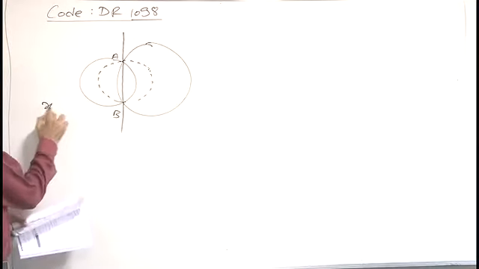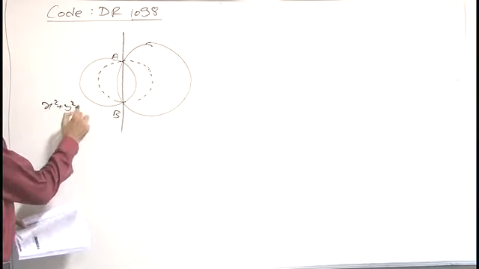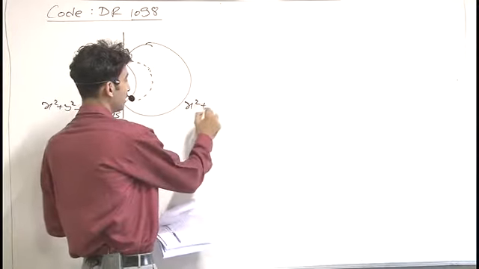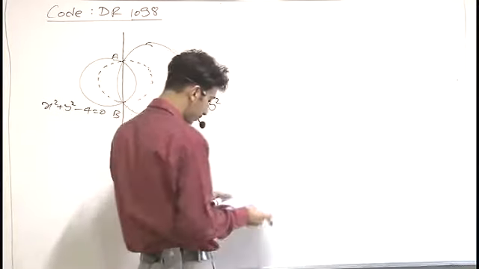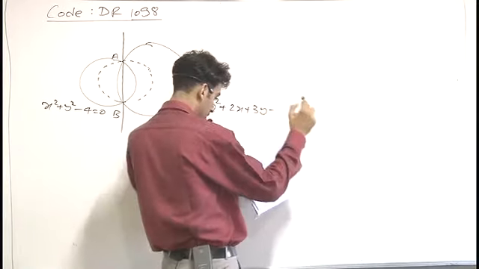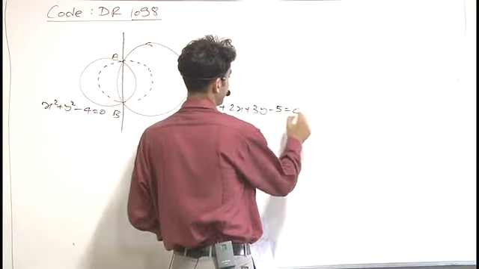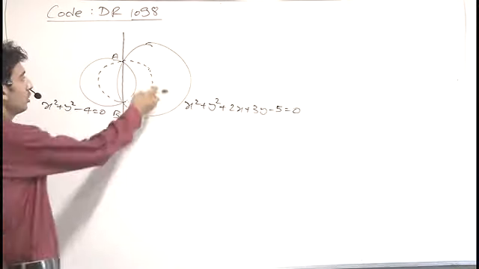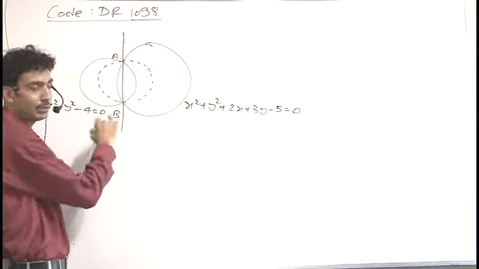The first circle is x square plus y square minus 4 equals 0. The second circle is x square plus y square plus 2x plus 3y minus 5 equals 0. Now we have to find the equation of the circle for which AB is a diameter.